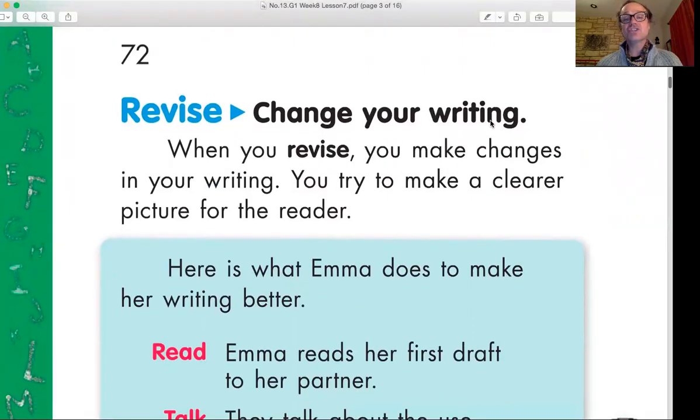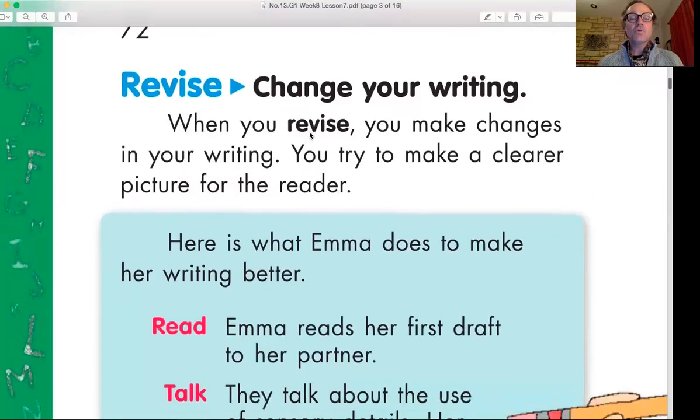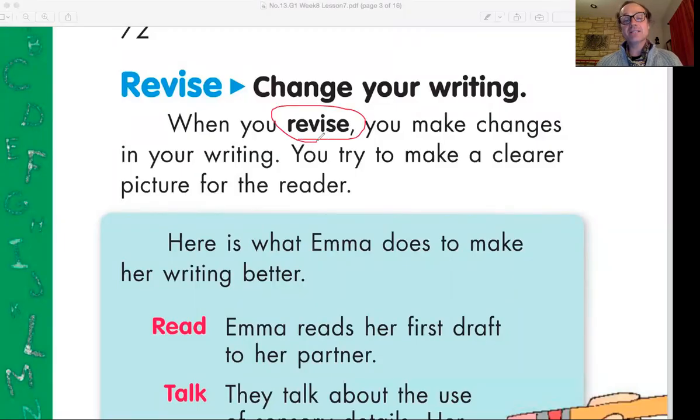Then revise, change your writing. This is after the first time. This is the first draft, and you go past the first draft and you change your writing. When you revise, here's this word, revise. Let's see what they say that word means. When you revise, you make changes in your writing. You try to make a clearer picture for the reader. Let's see what Emma does.